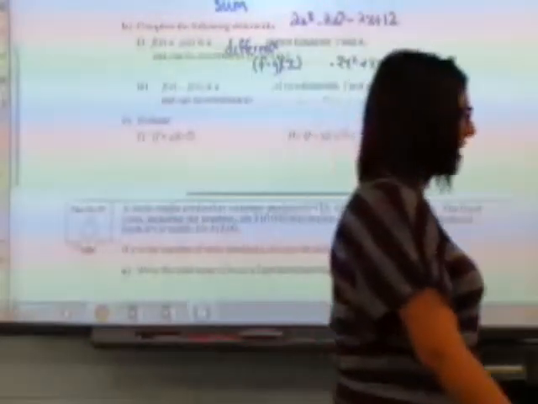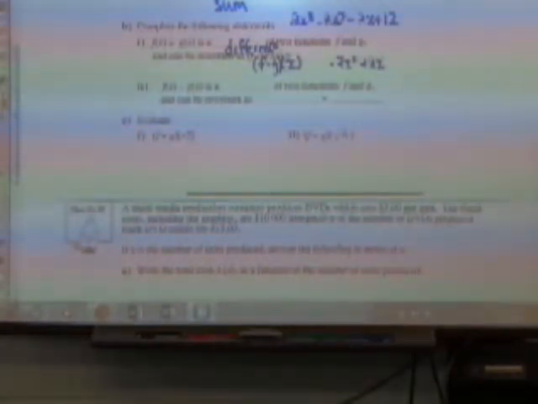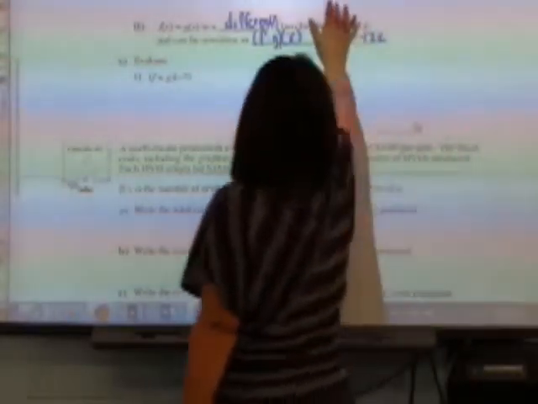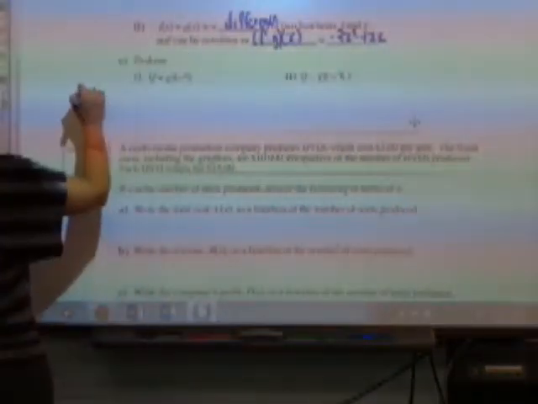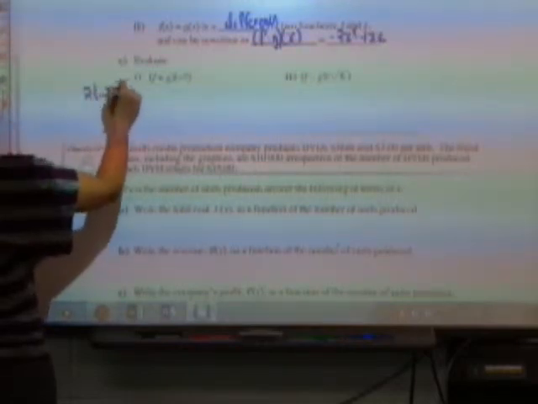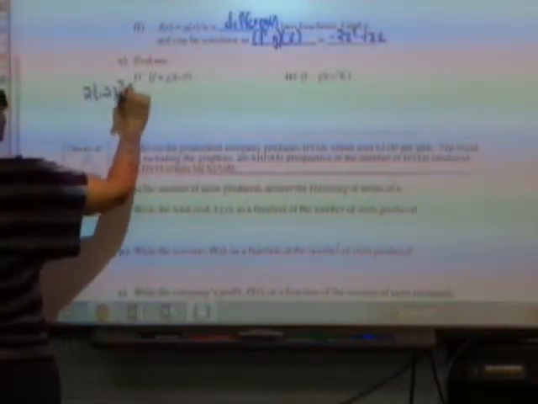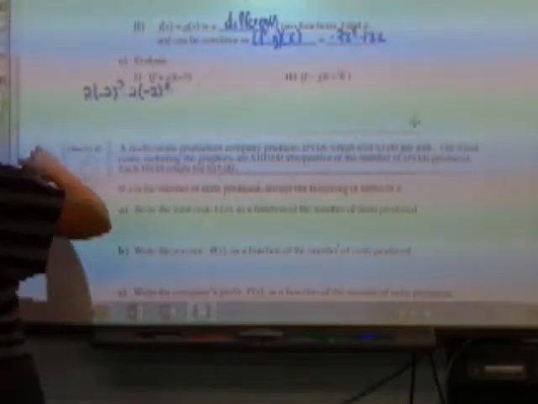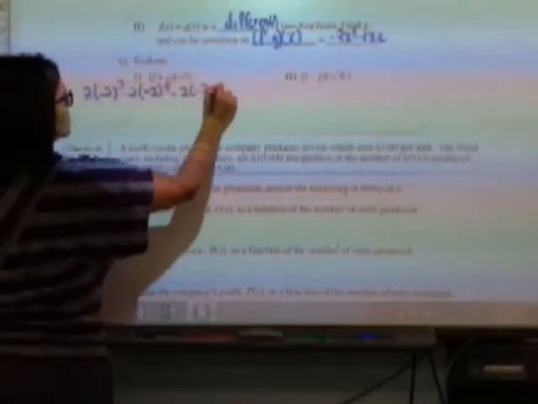If I go to evaluate these, I will let you work on that while I fix the screen again. So f plus g of negative 2 means I can put negative 2 into this equation. So 2 times negative 2 to the power of 3, cubed, minus 2 times negative 2 squared, minus 2 times negative 2 plus 12.